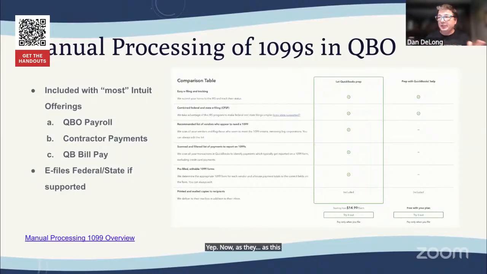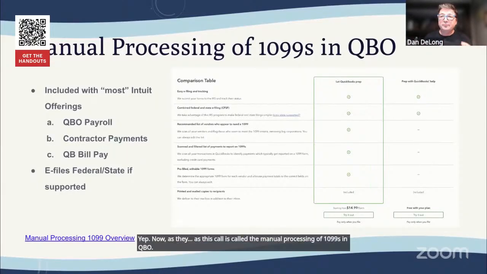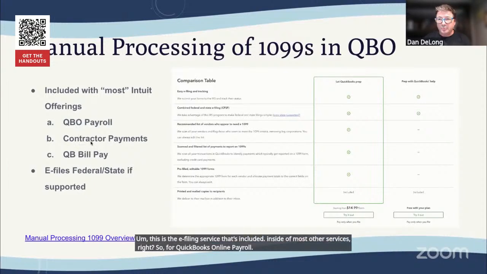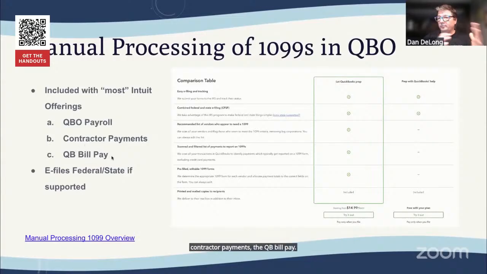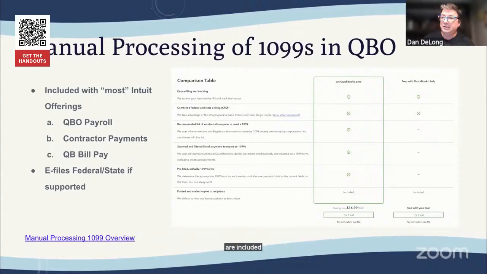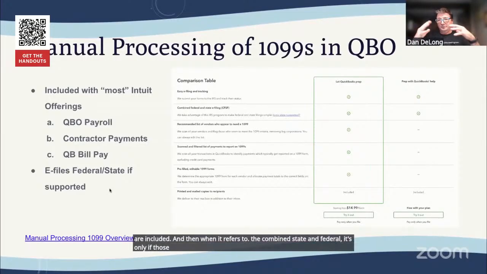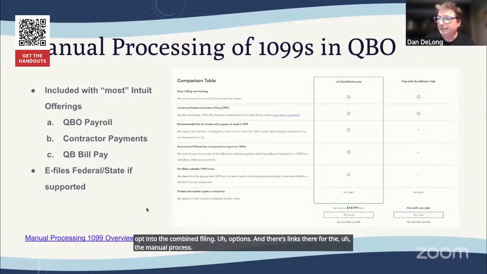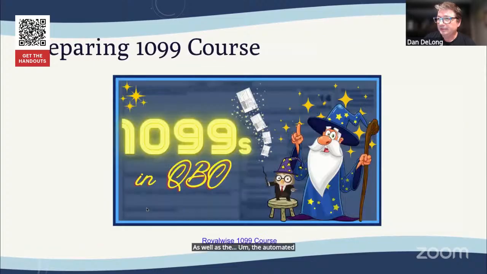Now, this is called the manual processing of 1099s in QBO. This is the e-filing service that's included inside of most other services, right? So for QuickBooks Online Payroll, contractor payments, the QB bill pay premium and higher, the processing of 1099s and filing of 1099s are included. And then when it refers to the combined state and federal, it's only if those states opt into the combined filing options. And there's links there for the manual process as well as the automated process in the slides.